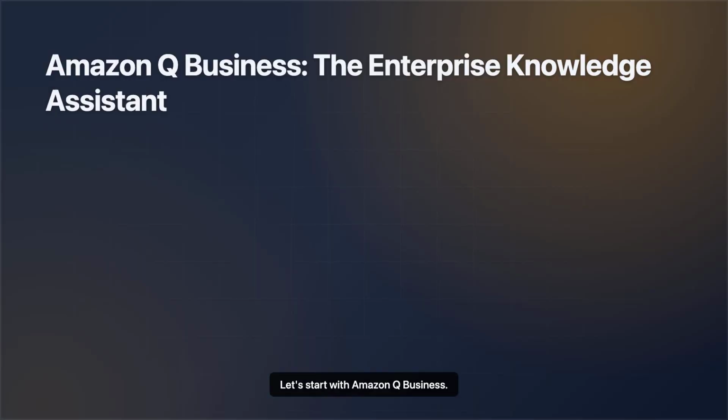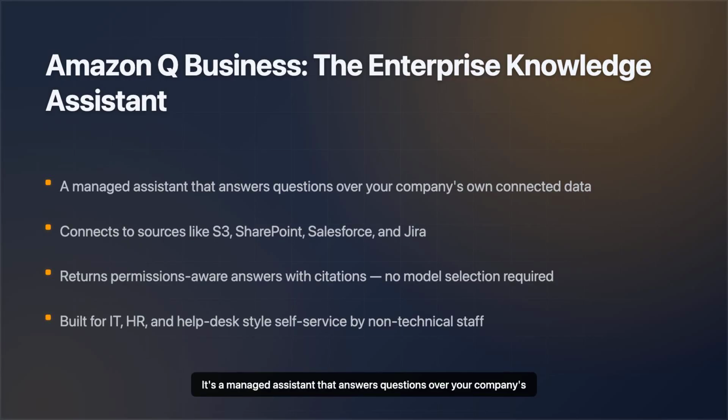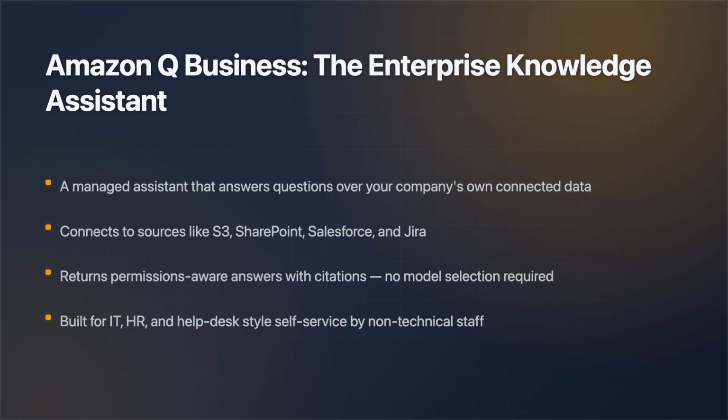Let's start with Amazon Q Business. It's a managed assistant that answers questions over your company's own connected data. You point it at sources like S3, SharePoint, Salesforce, and Jira, and it indexes what's there. When someone asks a question, it returns an answer that respects that person's permissions and cites where the answer came from. The user never picks a model. That's all hidden. This is built for IT, HR, and help desk style self-service, where non-technical staff need answers from internal documents without bothering a developer.